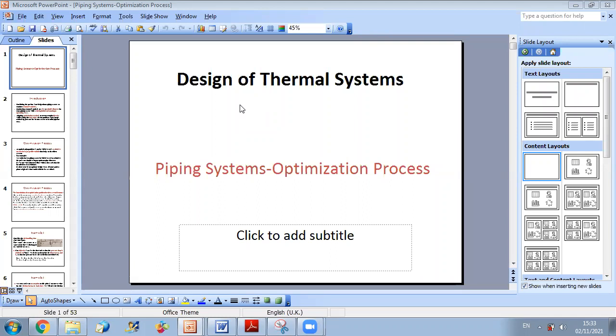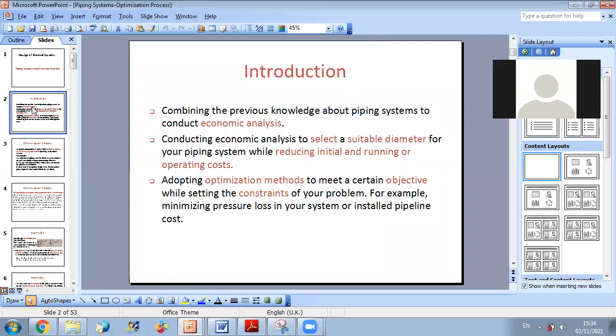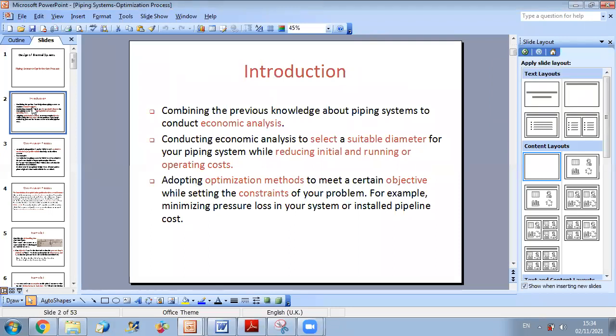Okay. So in this chapter, we will continue working on piping systems, but now we will see how to conduct the optimization process when we want to design a piping system. So already we should use the previous knowledge about piping systems in order to conduct now an economical analysis.